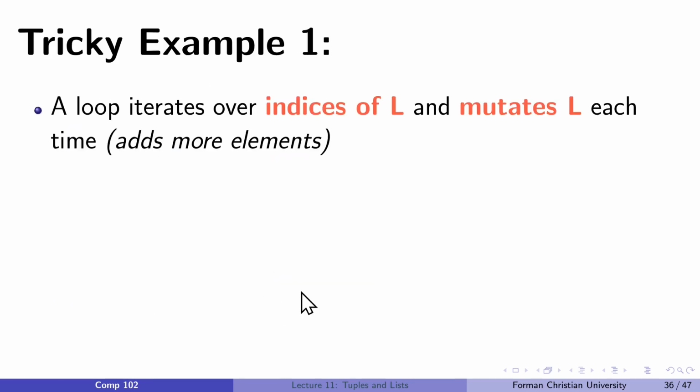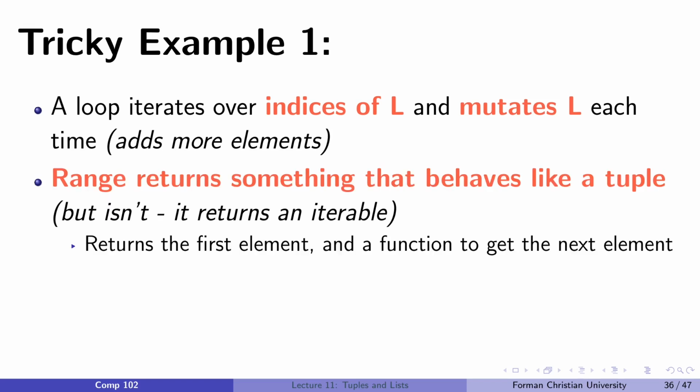All right, now some tricky cases. These really test your understanding of lists. First, a note about range. When you write for i in range of L, the range object is created once at the start of the loop. It behaves like a tuple, with a fixed set of values. It gives you the first element, and then the next element, and then the next, and so on.